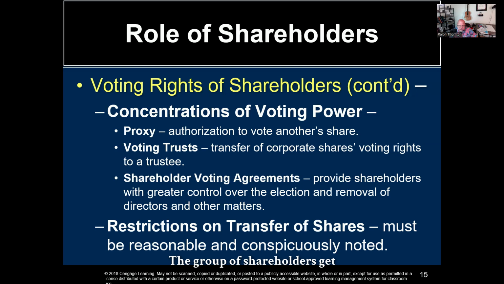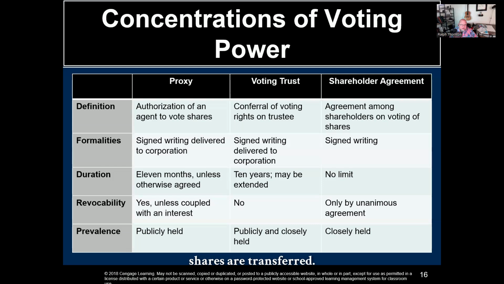If a group of shareholders get together and pool their votes, they may only have 1 vote or 2 votes apiece, depending on how it's set up. They can wield more power if they're voting within a conglomerate of voters, a group that gets together. Restrictions on transfer of shares has to be reasonable and conspicuously noted when shares are transferred.